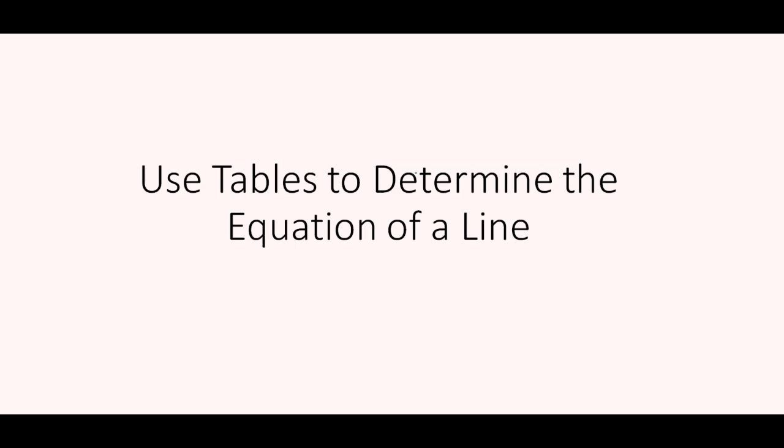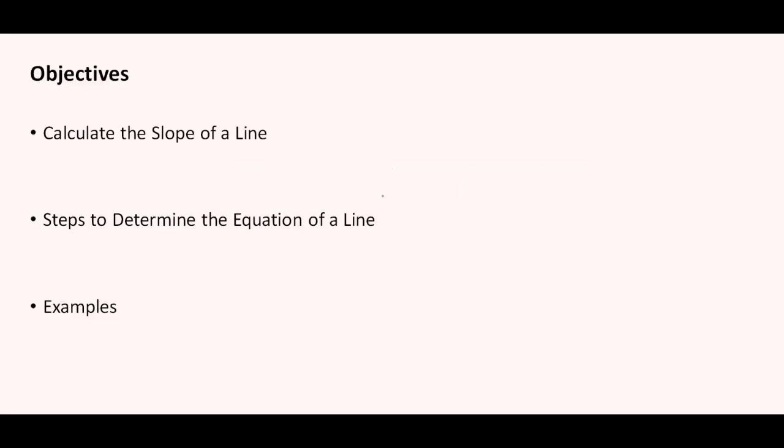This lesson is about looking for the equation of a line, or determining the equation of a line, using tables. We're going to look at first calculating the slope of a line, then we're going to examine the steps that we need to use to find the equation of a line. The slope is a very important component, that's why we go about that first. And then we're going to walk through about 3 examples together.